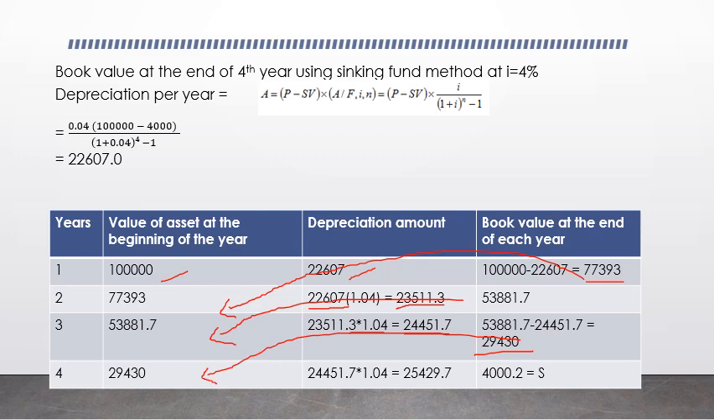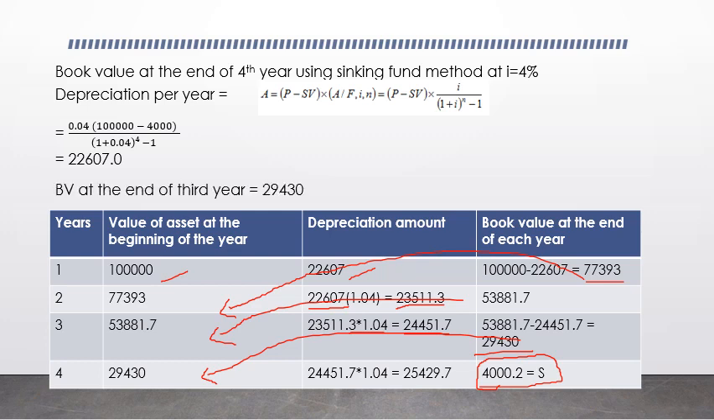What will be the depreciation amount during fourth year? 4% above the depreciation of the third year. What was the depreciation of the third year? 24451. 4% above that, that is 25429. So when you calculate, you should get this as yes. This is the cross check. If everything is proper, then at the end of nth year you should have the salvage value. If it is not there, the calculation is wrong somewhere.